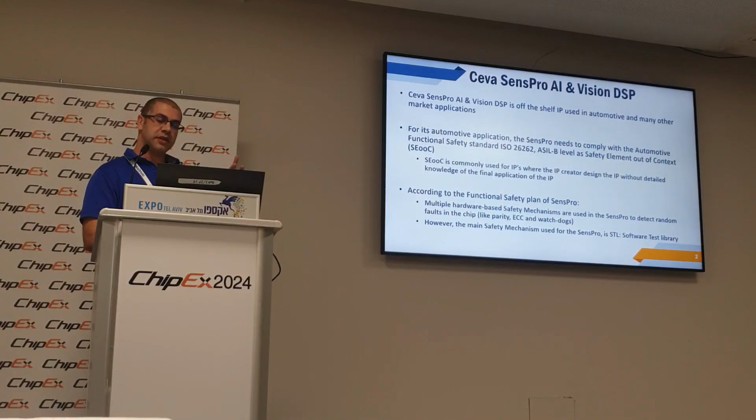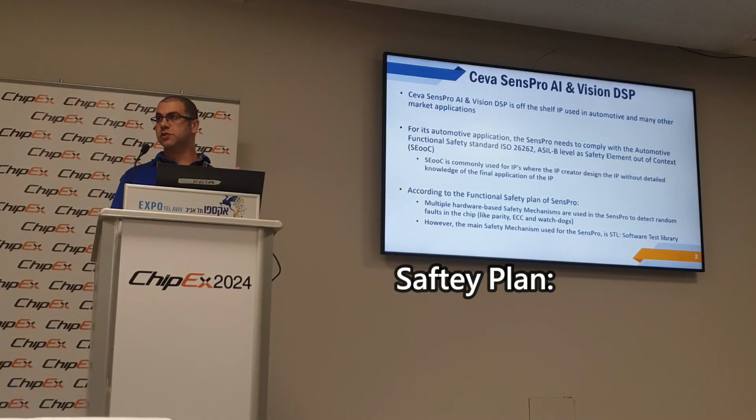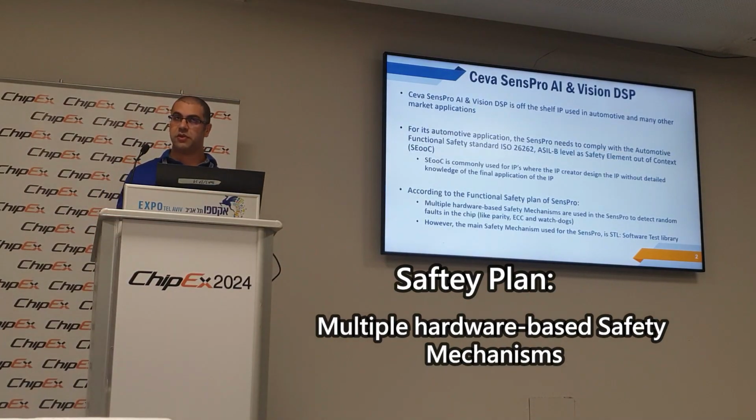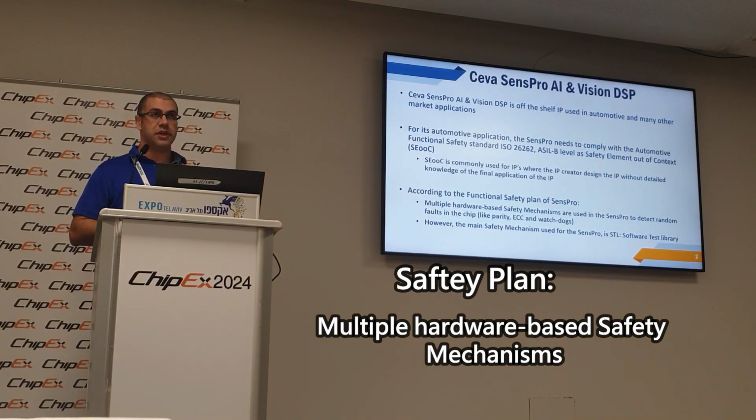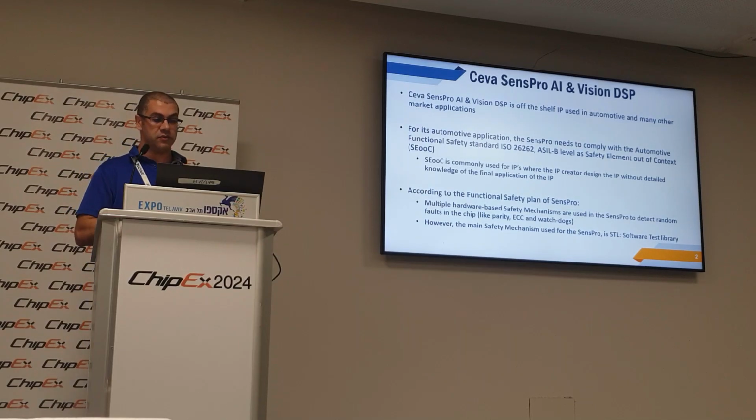The safety team in Ceva will have a functional safety plan, and this plan includes multiple hardware safety mechanisms, including parity, ECCs, and watchdogs. The main idea is to be able to detect random faults, but the main safety mechanism that is generally used in ASIL-B applications is what we call an STL, which is a software test library.